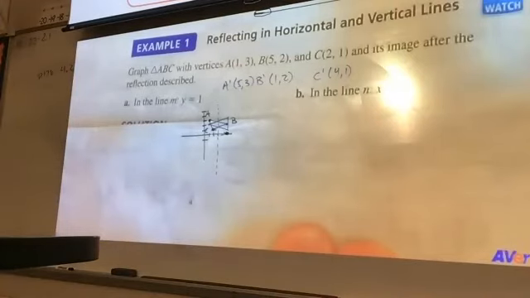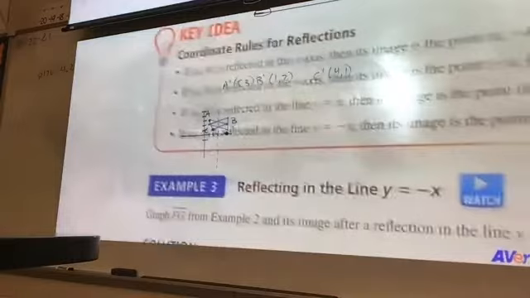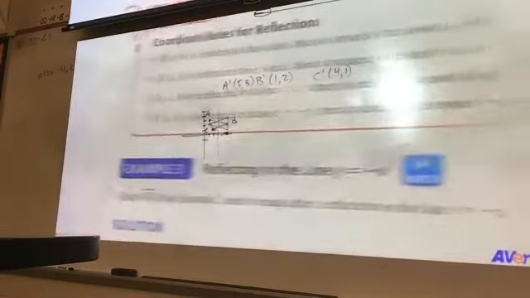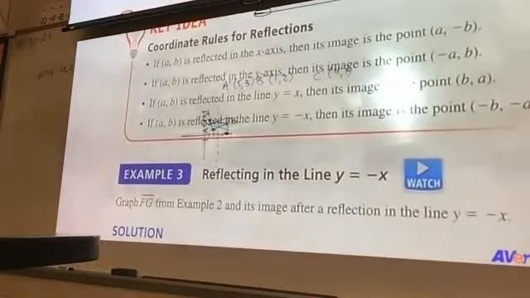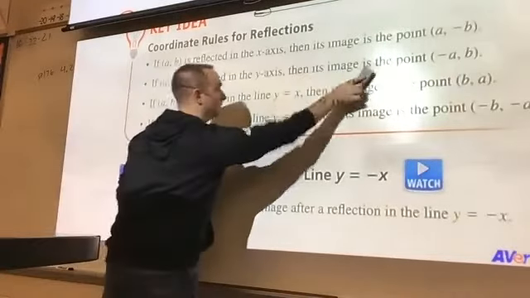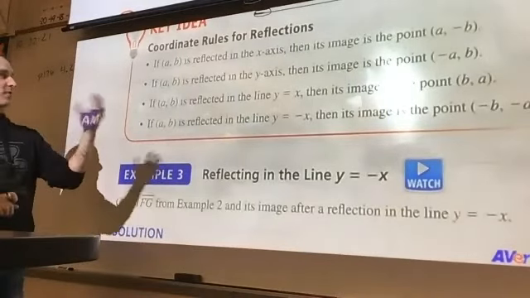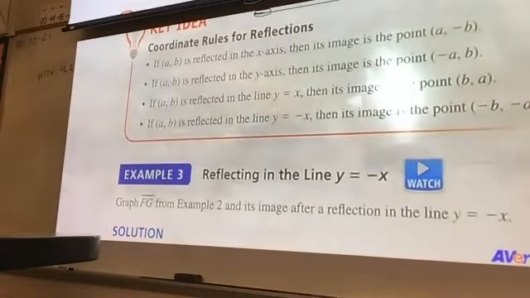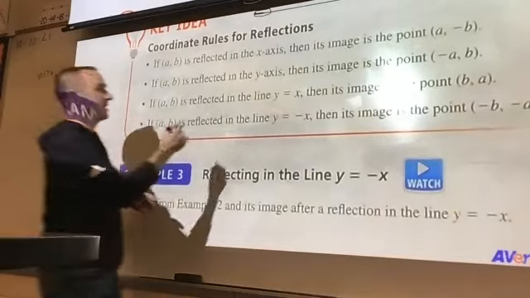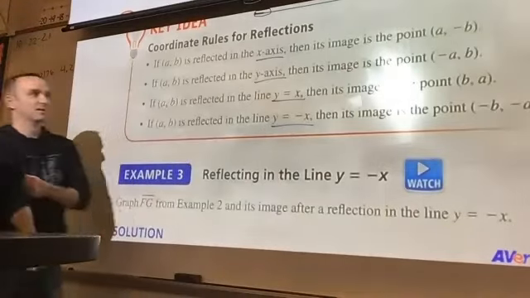All right, so now the rules, because I told you we're going to come across some rules here. We're going to want to copy this stuff down. We don't need to write it all. Let's be very specific about what we're going to copy down. The four different lines that we are going to reflect over here are the x-axis, y-axis, y is equal to x, and y is equal to negative x.